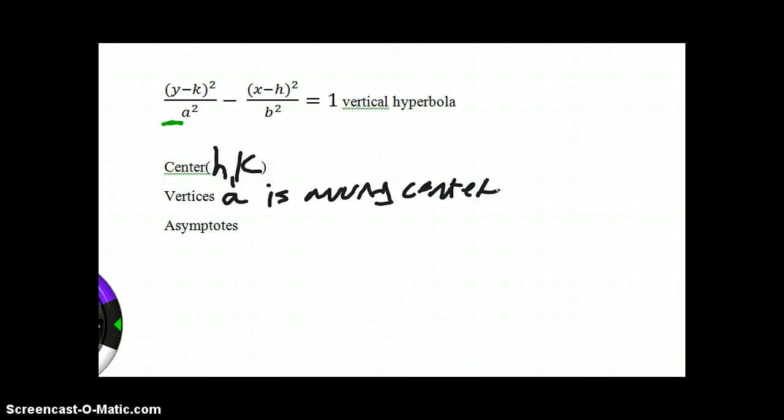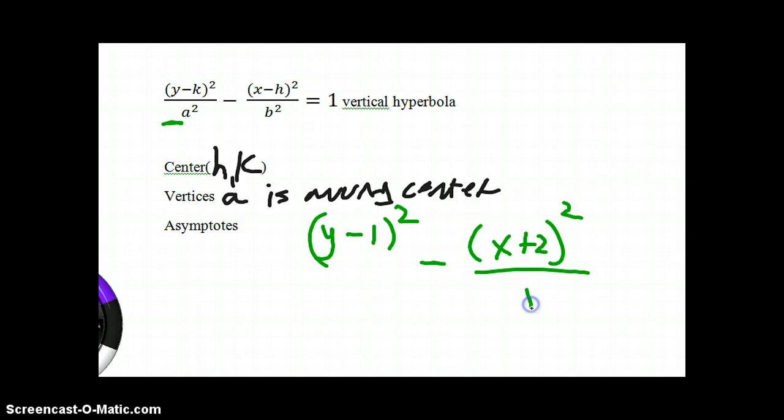And again, what's an asymptote? It's a line that the curve gets closer and closer to. So let's look at an example and see how the shape is going to be different. So we'll have a y minus 1, let's say, quantity squared. We'll have that negative in there. X plus 2 quantity squared. Let's say we have over 1 and over 4. And these standard forms, they'll be equal to 1.